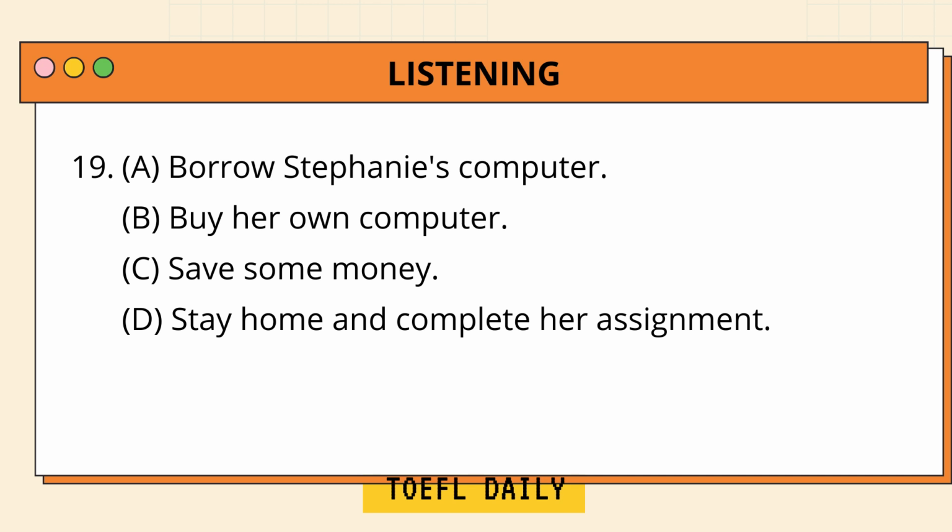Number 19. I'm going to Stephanie's house. I have an assignment to complete and I need to use her computer. Why don't you buy one of your own? Think how much time you could save. What does the man suggest the woman do?